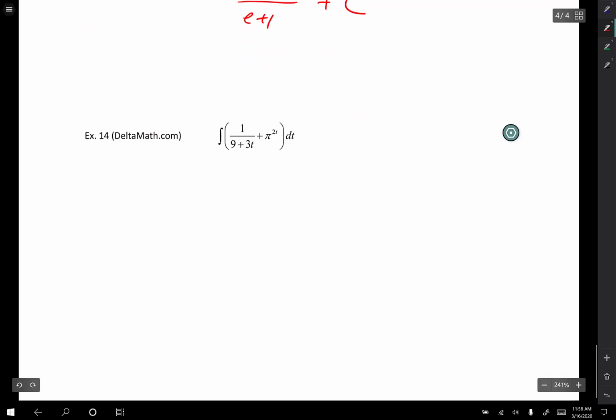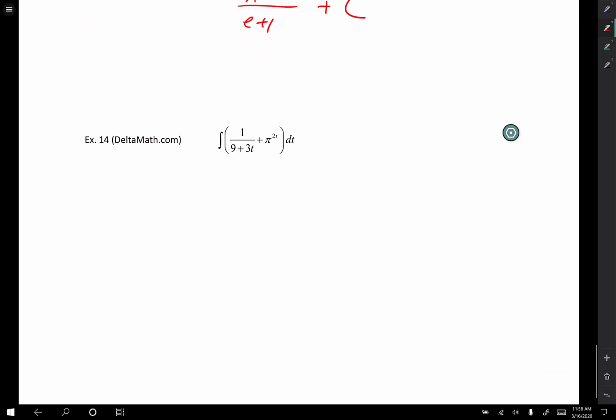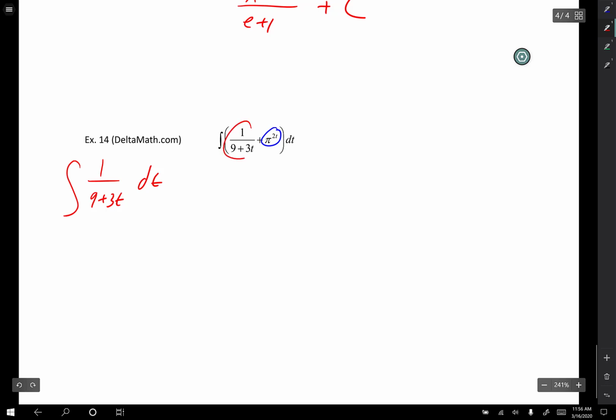All right, this one we're going to have to talk a little bit about. I would probably do this one in two parts. So I would probably do this first: the integral of 1 over 9 plus 3t. And I would probably do that on the side first. And then I'm going to do this in blue. I'm going to color code them. And this one in red. All right, so here we go.